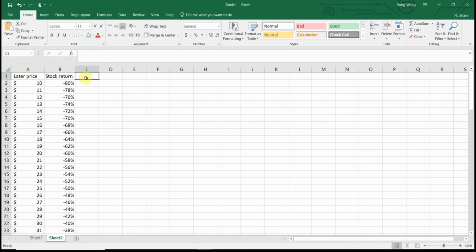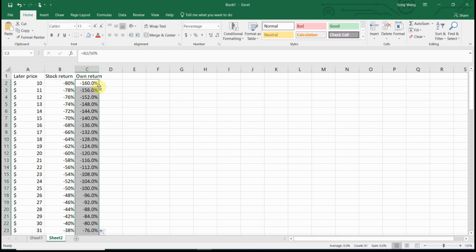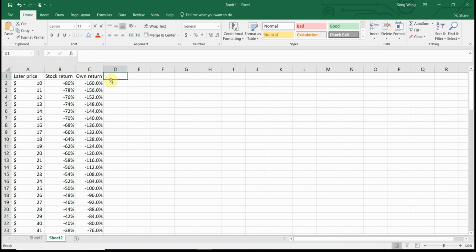And for your own return, you just need to use the stock return divided by the margin requirement of 50%. Nice and easy. So this is very simple to do. Or you can use another way to get your own return, which is you will need to figure out how much money you borrow and get your later stock value. Later stock value is this amount, this dollar price times 200.